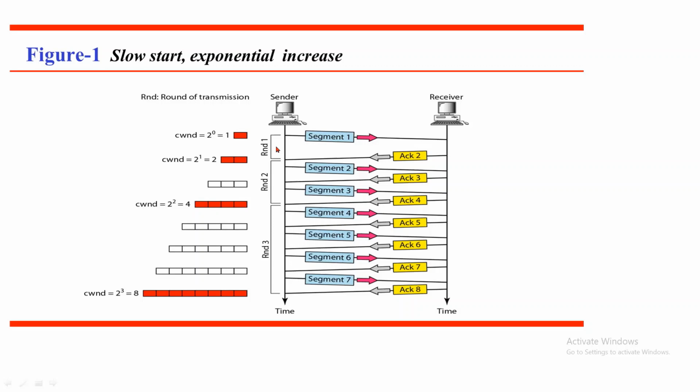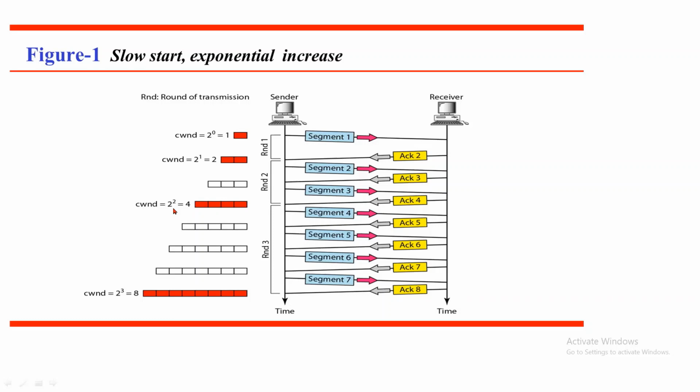In the slow start phase, after round one, the size of the congestion window becomes 2 power 1, that is, it increases exponentially. 2 power 1 is nothing but 2, which means two segments can now be sent in round 2. So in round 2, segment 2 and segment 3 are sent, and acknowledgements are also sent by the receiver for the same. Acknowledgement 3 and acknowledgement 4 are sent for segment 2 and segment 3. Now at the end of round 2, the congestion window size becomes 2 power 2, which is nothing but 4.